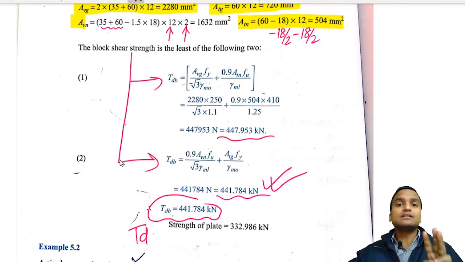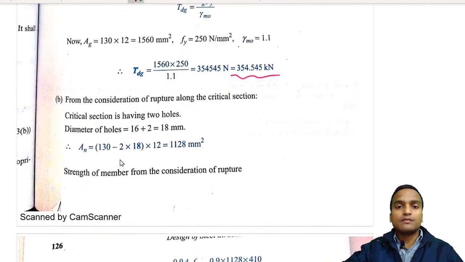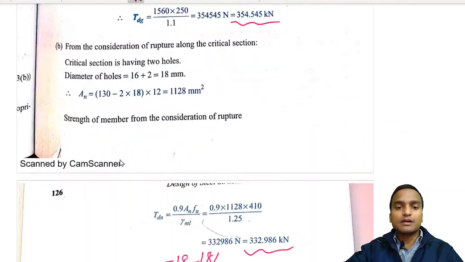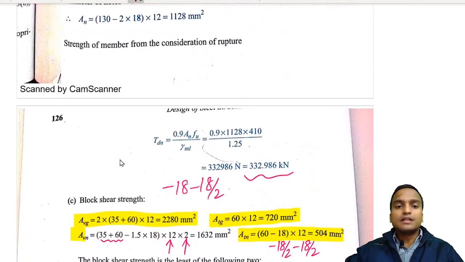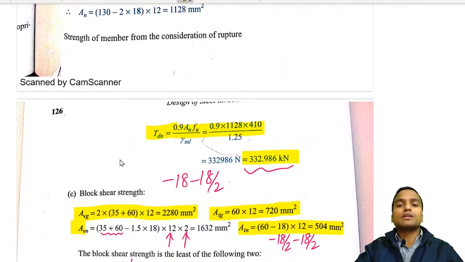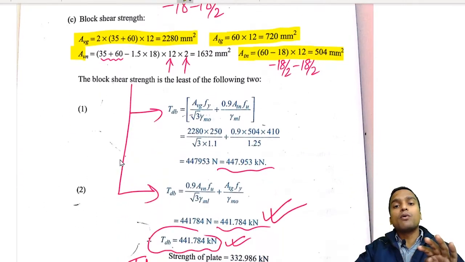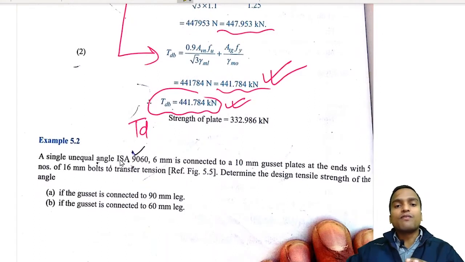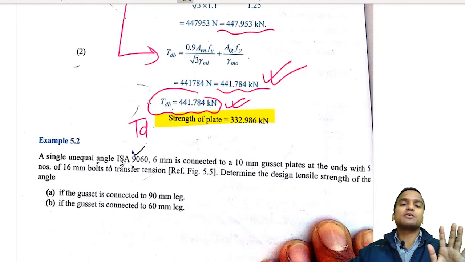Now we have to consider which one is the design strength, TD, and TD will be the minimum of TDG, TDN and TDB. If you analyze, we will come to the conclusion that TDN is equal to 332.9 kilonewton, and this one is the minimum of all the three values. So the final design strength of plate will be equal to 332.9 kilonewton. So isn't it an interesting numerical?